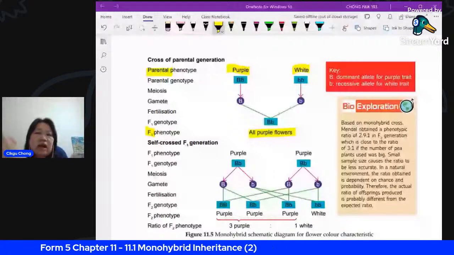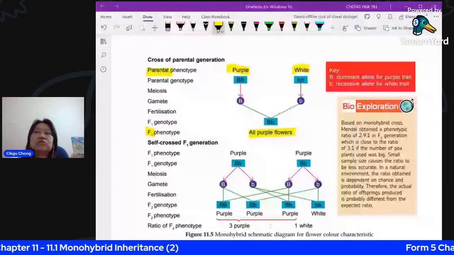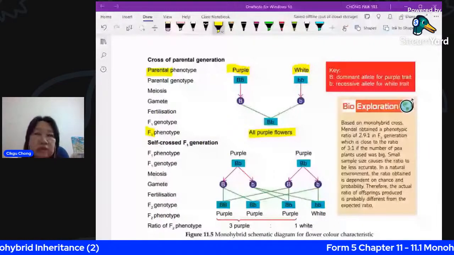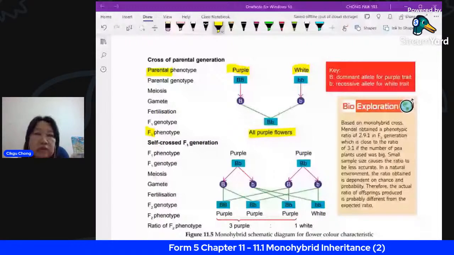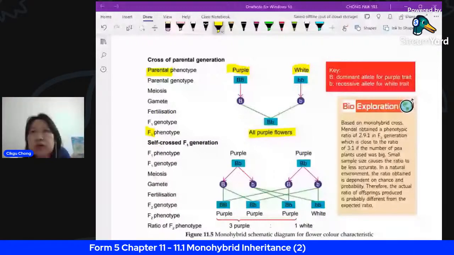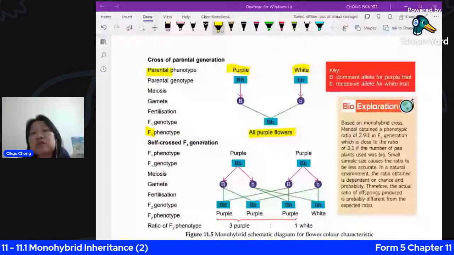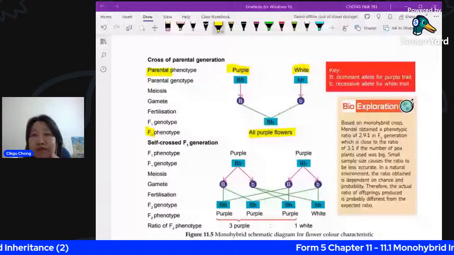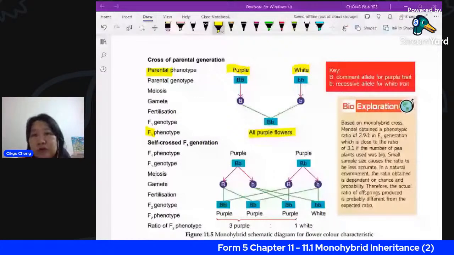Why didn't he use animals? Of course, it's more interesting to use animals, but it's also more difficult to handle. Using animals is more difficult to handle. For plants, number one, of course, they don't move, so you don't have to chase them around. Also, they're easy to grow, and they grow quite fast as well.